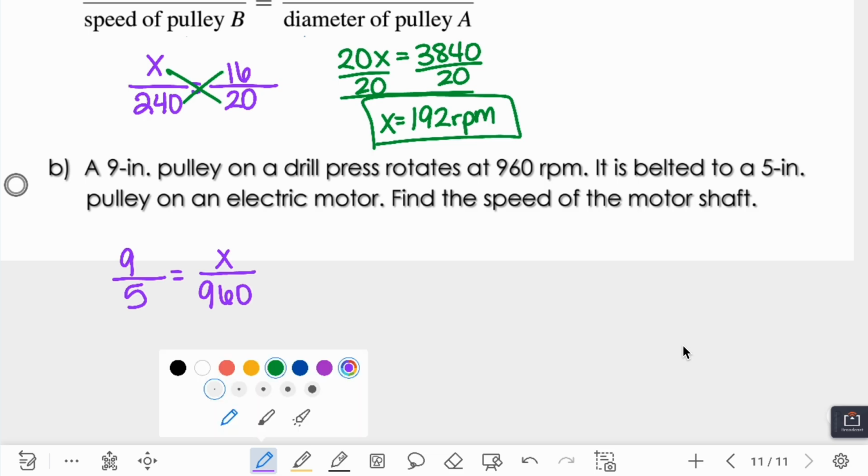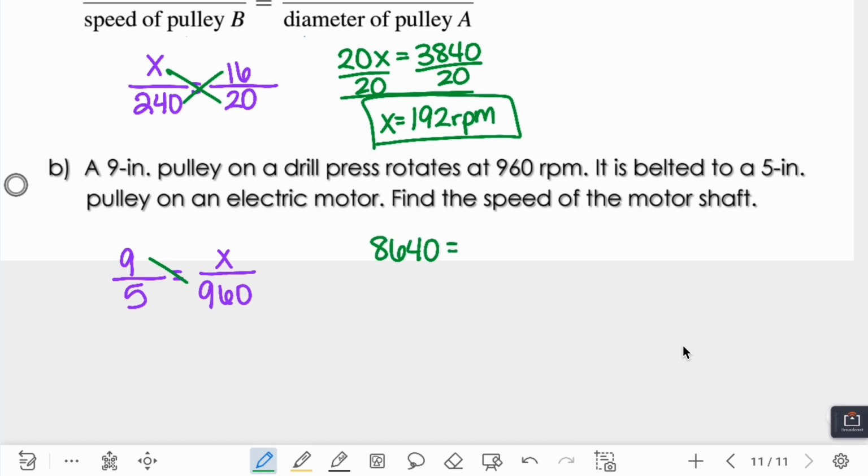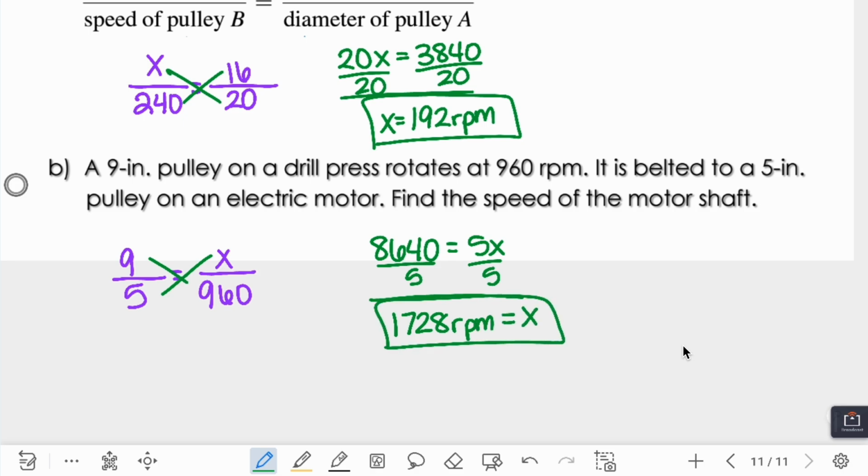Okay, so just like before, cross products are equal. 9 times 960 is going to be 8,640. 5 times X is 5X. When I divide by 5, I should get 1,728, and this is RPMs. Because once again, we're looking at speed. So the speed of the electric motor is 1,728 revolutions per minute.